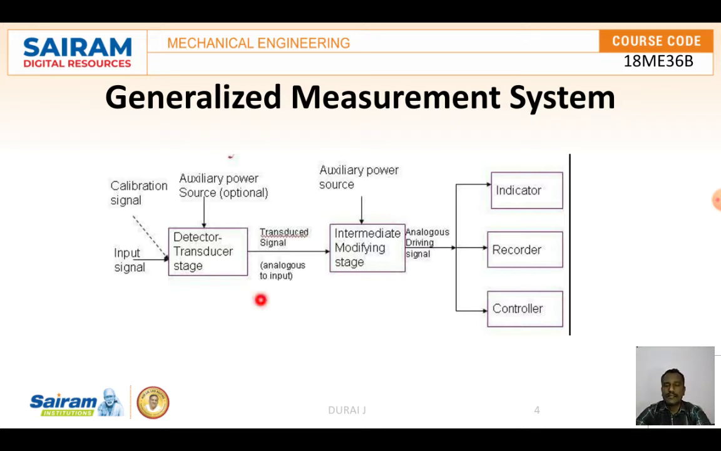To run the detector as well as the intermediate modifying stage, some auxiliary power sources are required. Sometimes the detector does not require one, but the intermediate modifying stage definitely requires power sources. From the detector stage the signal moves on to the second stage, and it sends the signal as an analog input, which is then changed according to our requirement.